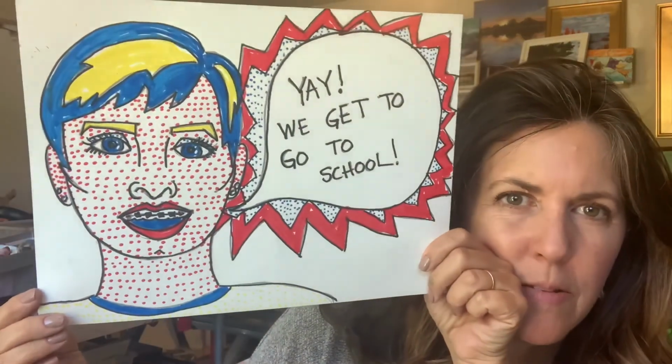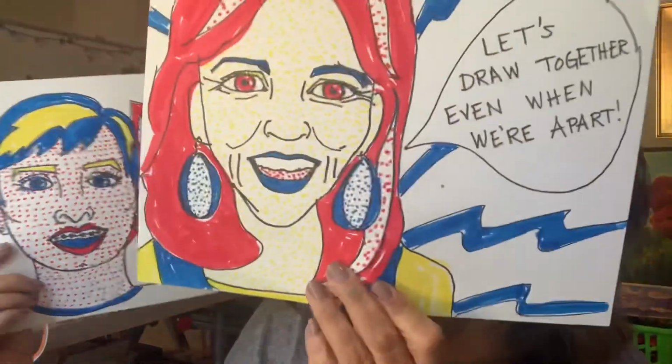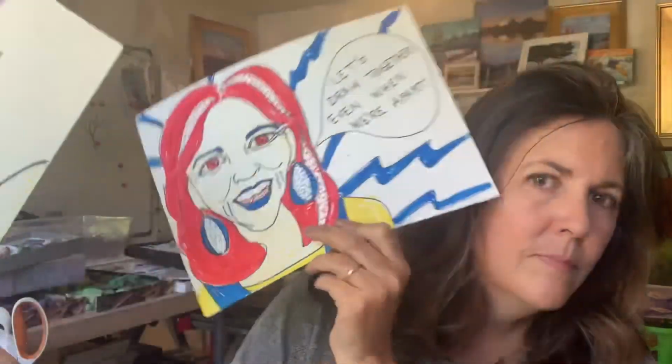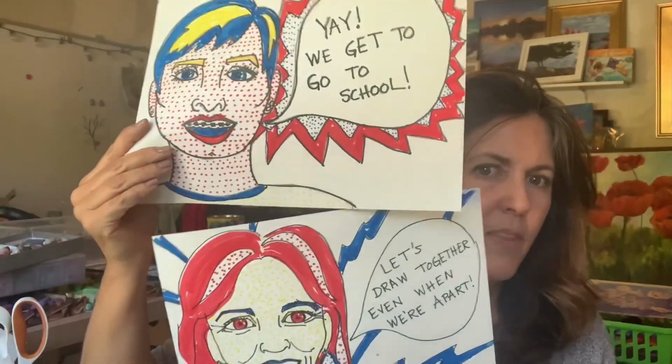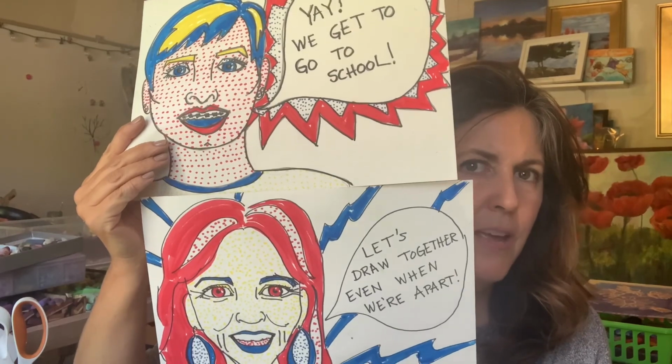Here's my finished piece. Here's the one I did earlier today. And here's this one. Isn't it fun how different they can be? I sure wish that I could see yours. I bet you did so many neat dots and stripes and colors, and you could add patterns.